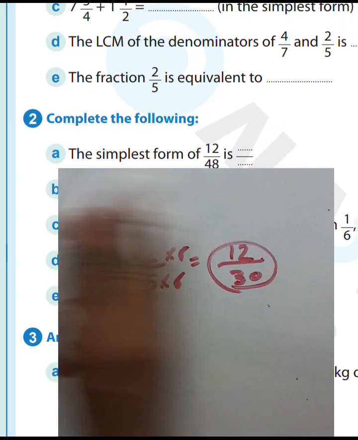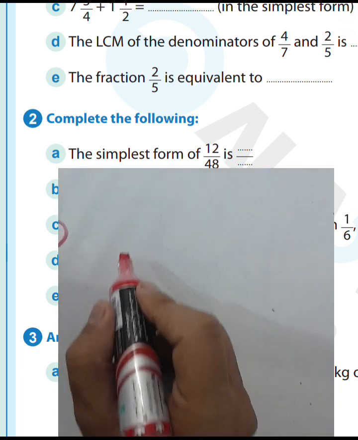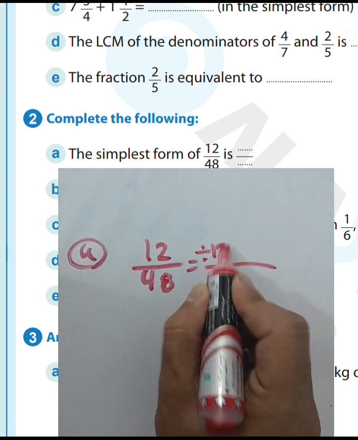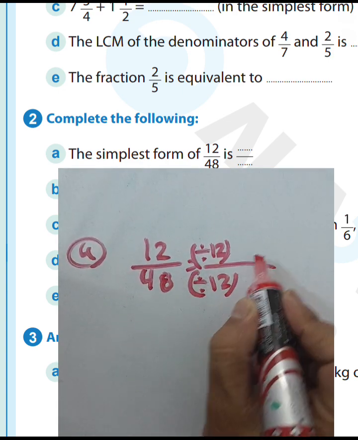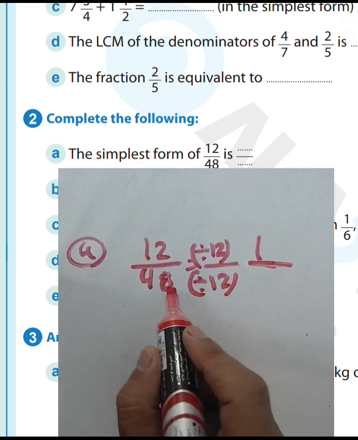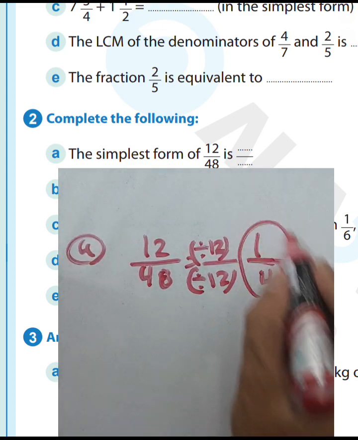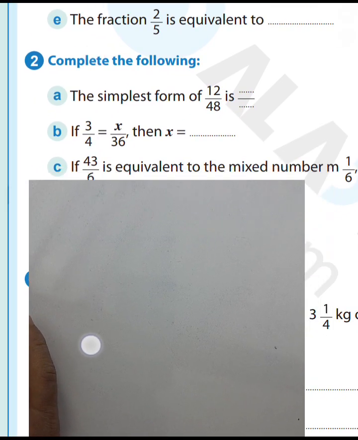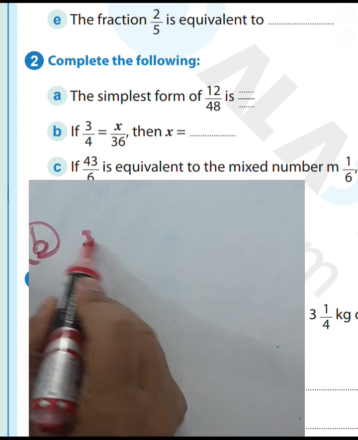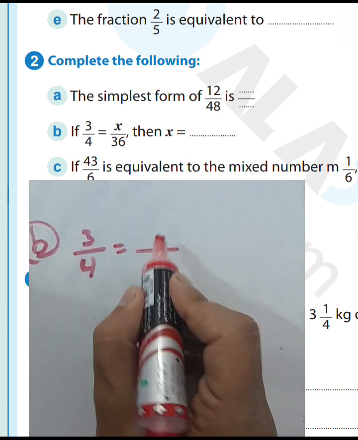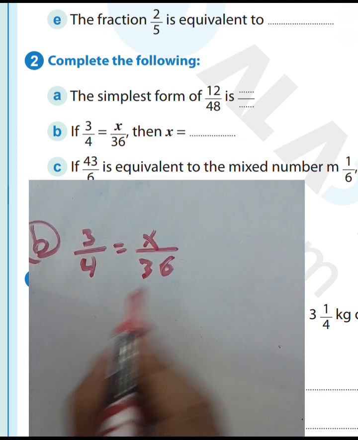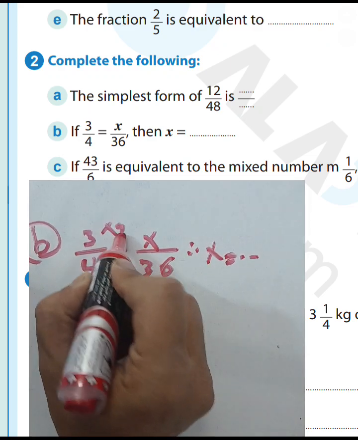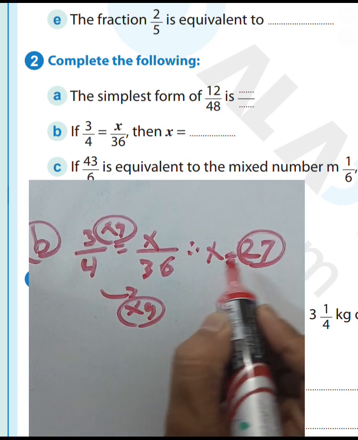Question number 2, letter A, complete. Letter A, simplest form of 12 over 48. We can simplify by dividing by 12. 12 divided by 12 equals 1. 48 divided by 12 equals 4. Then the result will be 1 over 4. Question letter B. If 3 over 4 equals x over 36, then the value of x equals what? 4 times 9 equals 36 and 9 times 3 equals 27. Then the value of x equals 27.